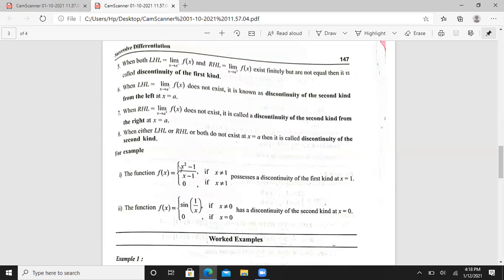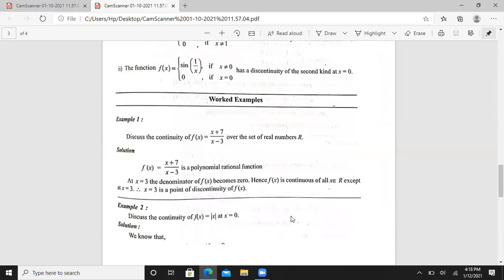Next here, there are two general examples. The second example is the function f of x equal to sine of 1 by x if x is not equal to 0, and 0 if x is equal to 0. It has a discontinuity of the second kind at x equal to 0. Okay, here is an example.